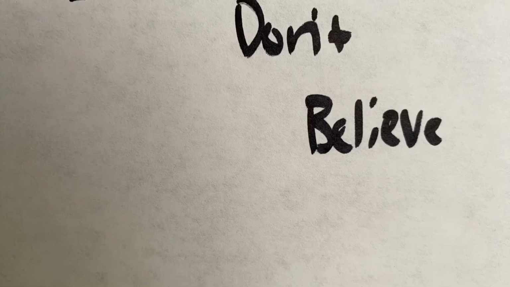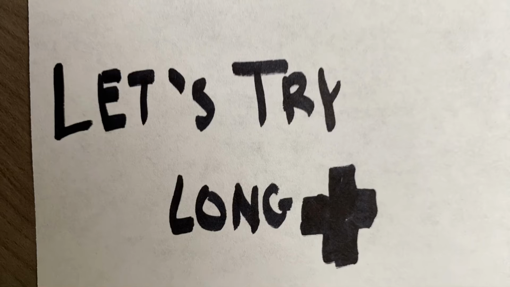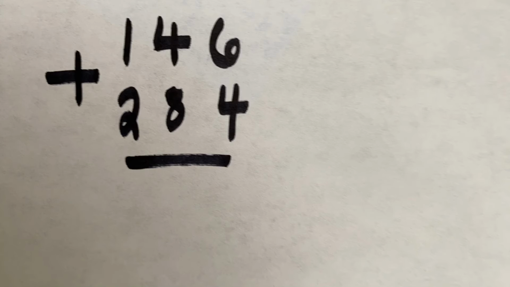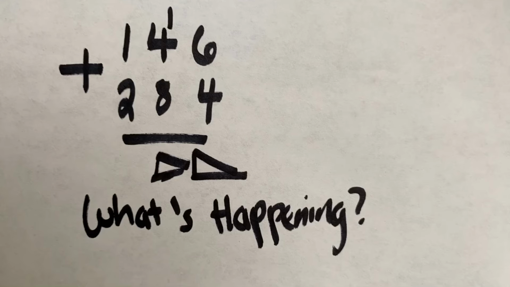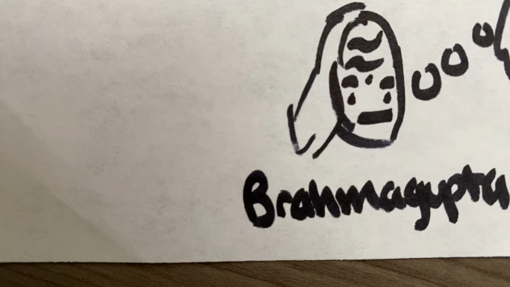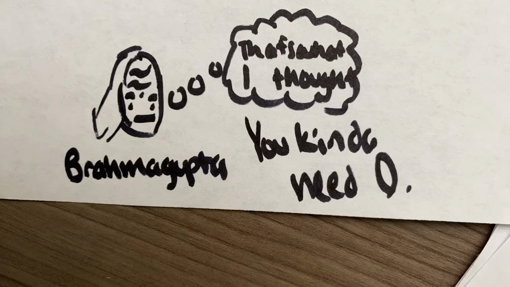Still don't believe me? Let's try long addition then, without zero. Alright, 146 plus 284. Well, that becomes 6 plus 4, but we don't have a zero. What's happening? Let's go back to Mr. Brahmagupta. Well, he says, that's what I thought. You kind of need the zero, don't you?